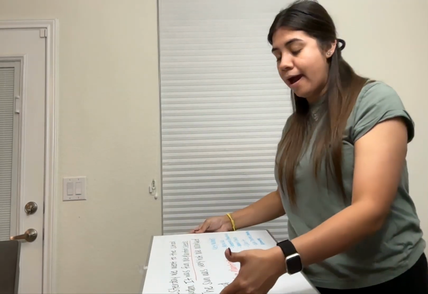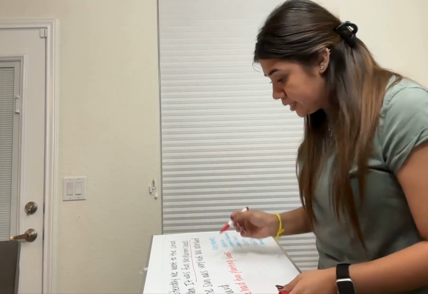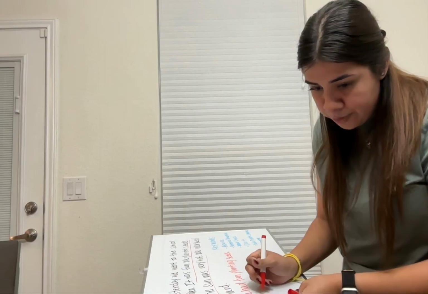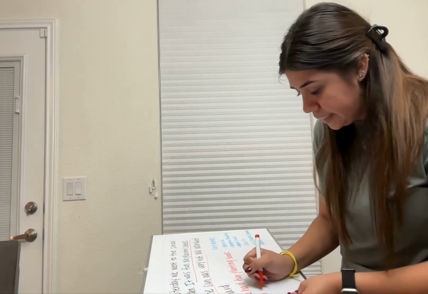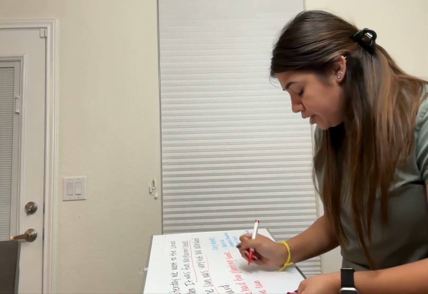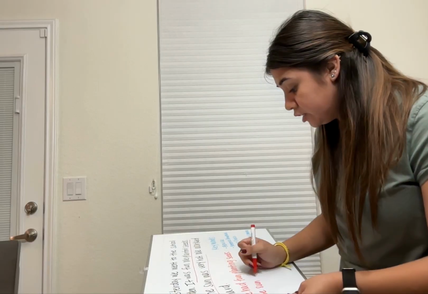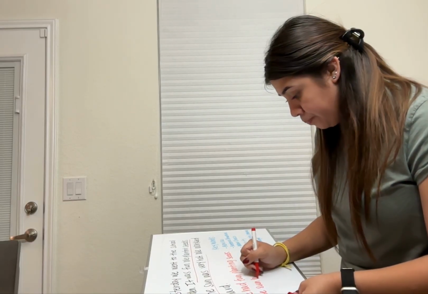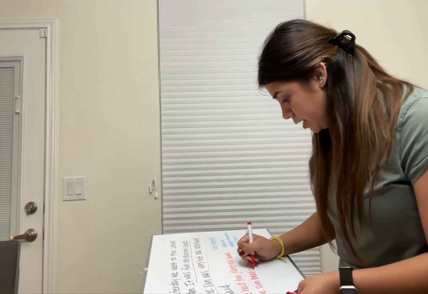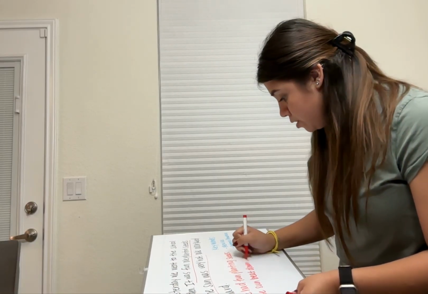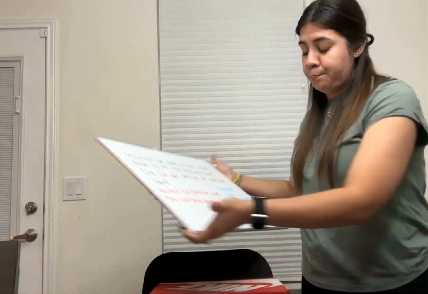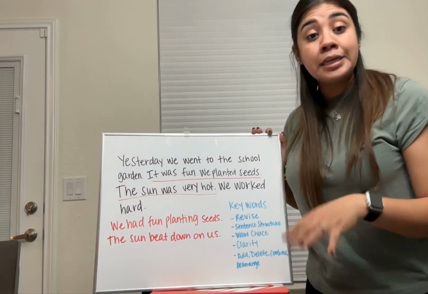So let's go ahead and add that we changed this sentence. So the sun was very hot, and we're going to add on the bottom, the sun beat down on us. And that's going to be another sentence that we have changed to make a little bit stronger for this small paragraph. Perfect. Okay.